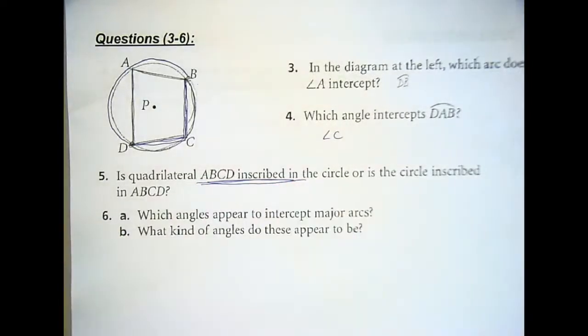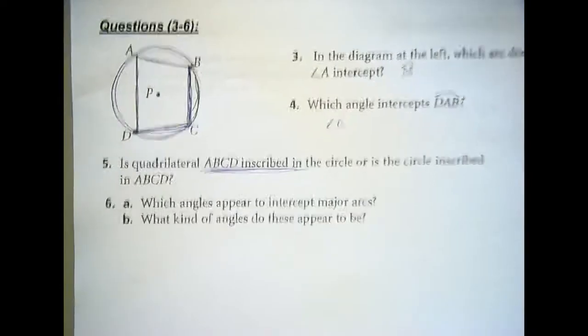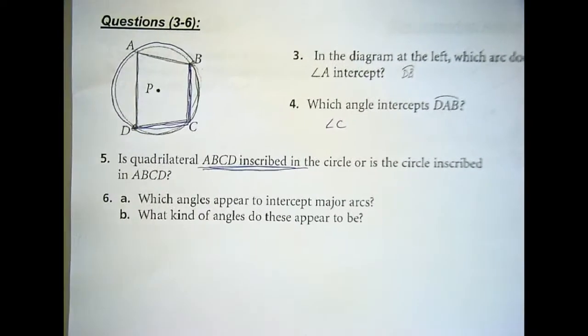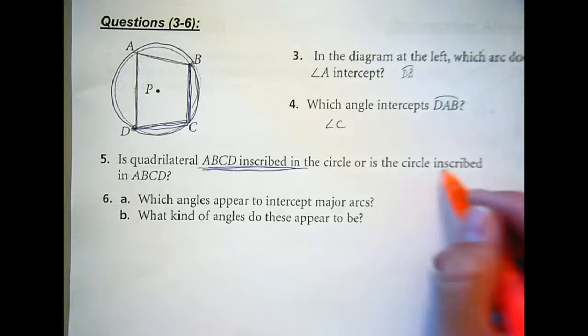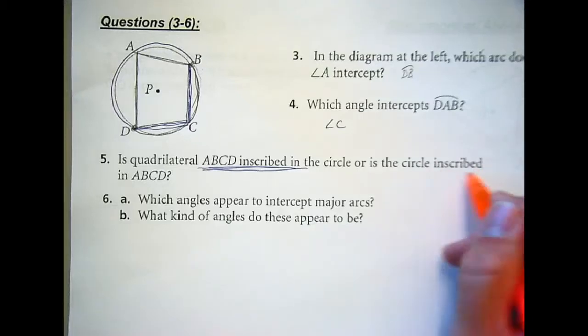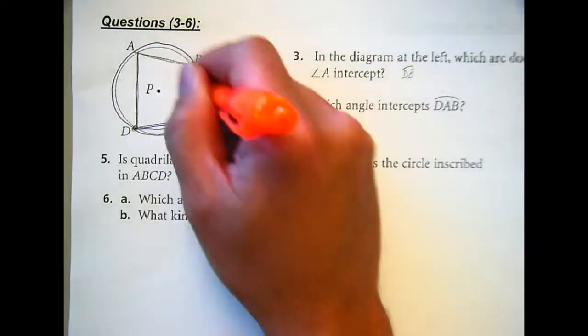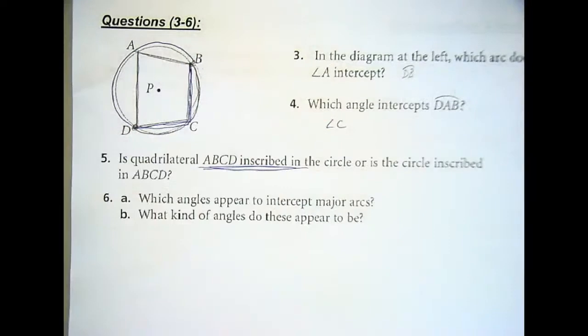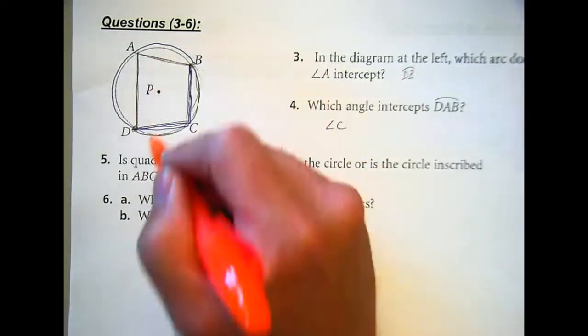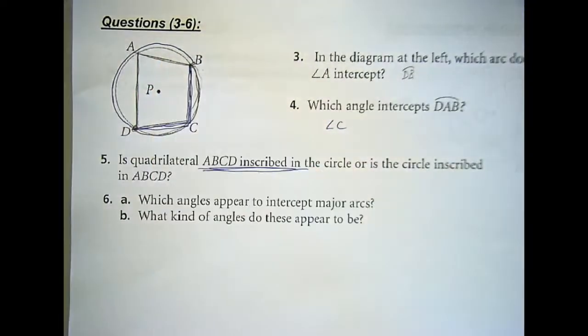Okay, any questions up to there? All right, so we're just kind of training our minds to see those things. Nick, what do you think? How would you know the difference for that question? If the circle was inscribed in the quadrilateral, it would be inside the quadrilateral. Okay. So it would be touching all sides of the quadrilateral. Good. Number 6, which angles appear to intercept major arcs?